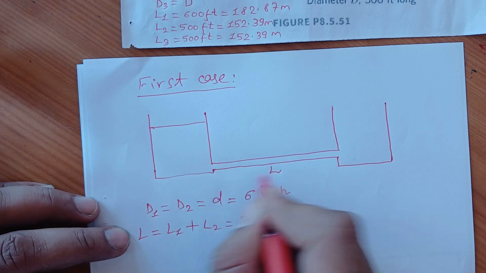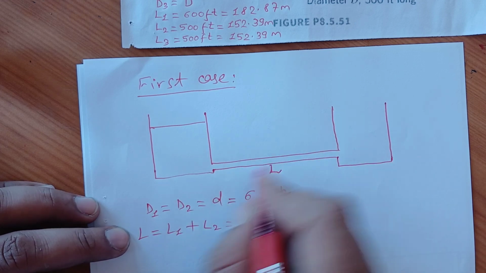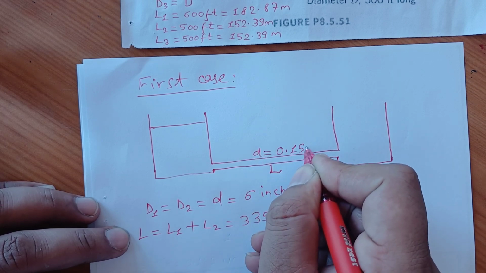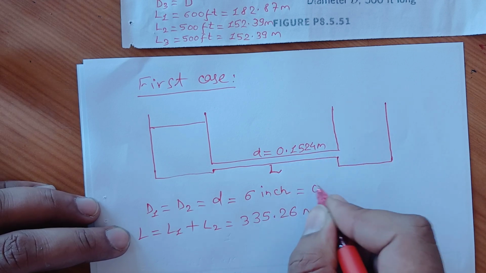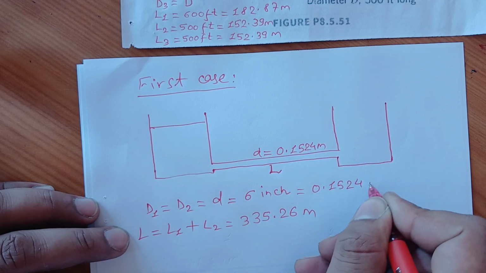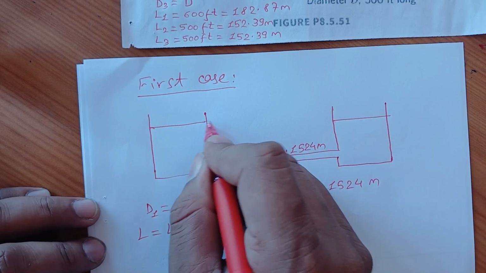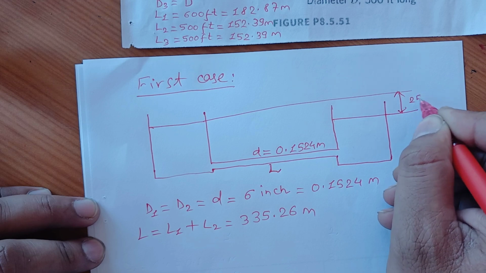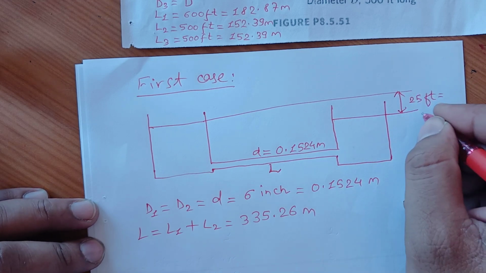The length of this pipeline is L, which is L1 plus L2, and the diameter is equal to D, that is 0.1524 meter. Then the elevation difference between the two reservoirs is given as 25 feet, that is 7.6196 meter.